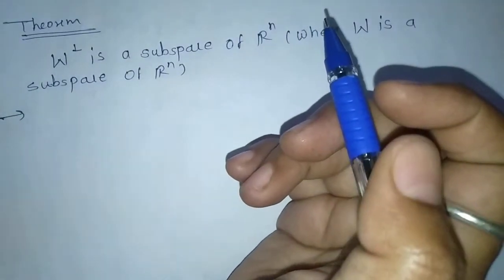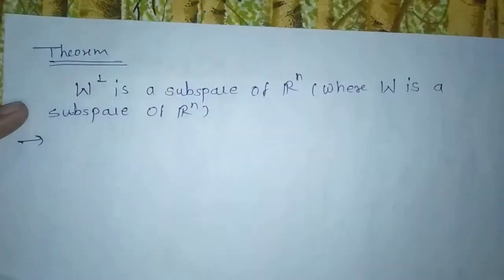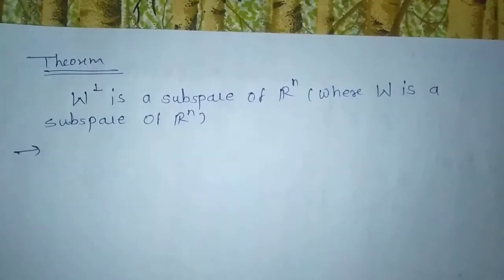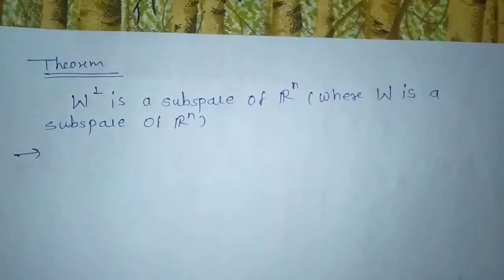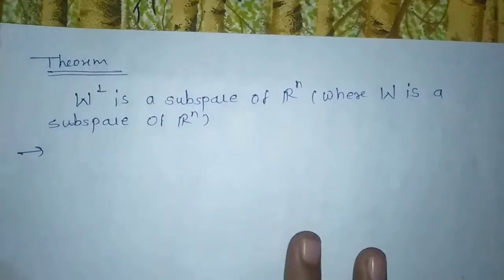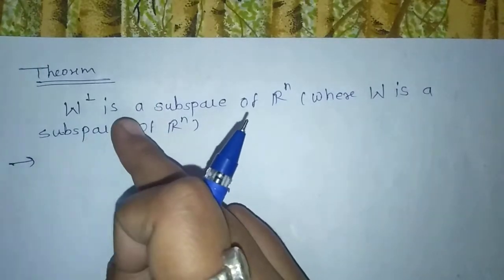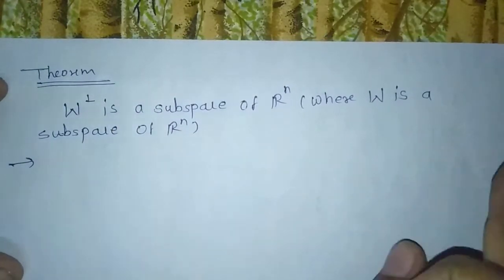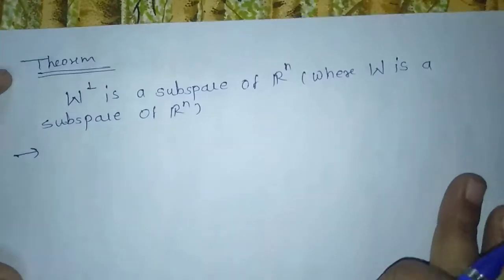Hello students, next point is our theorem. In the last video we did half part of this theorem. Now in this video we will start this theorem again. Theorem: W perp, that is W complement, is a subspace of Rn, where W is a subspace of Rn.